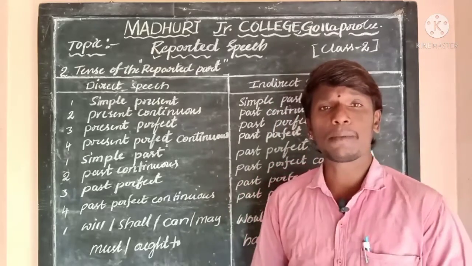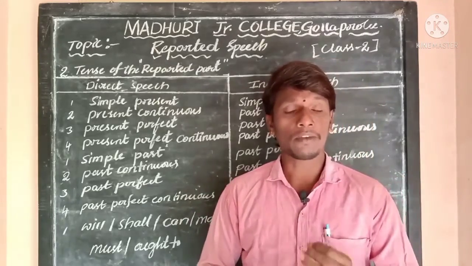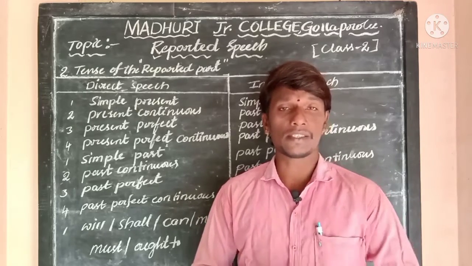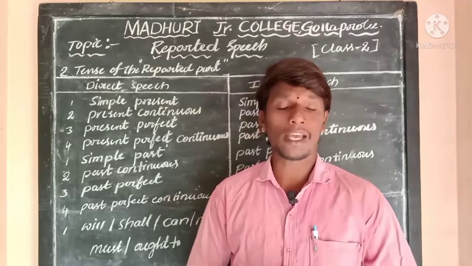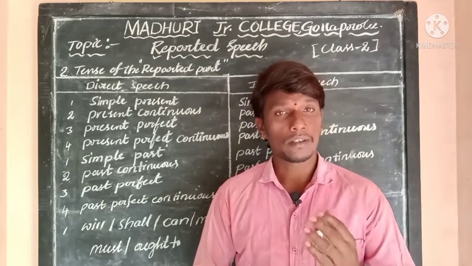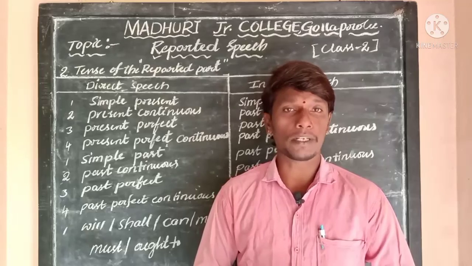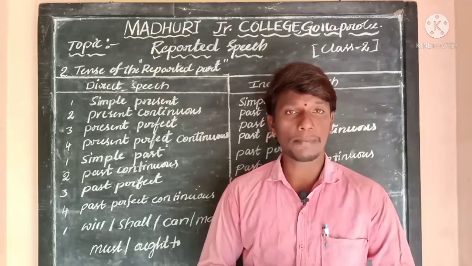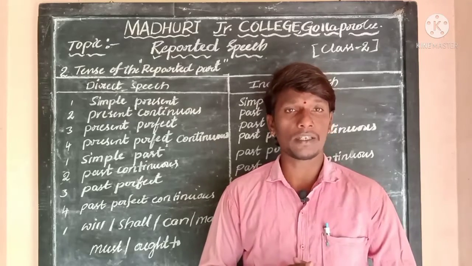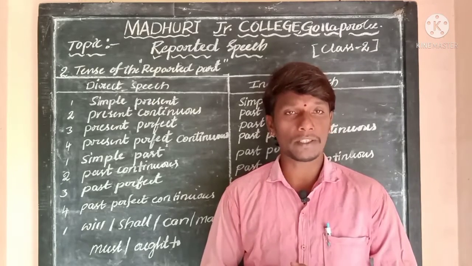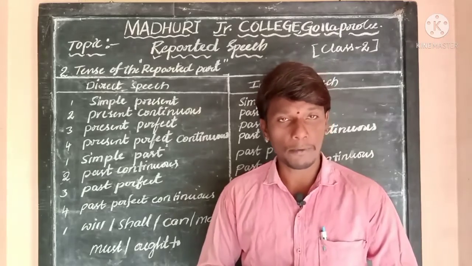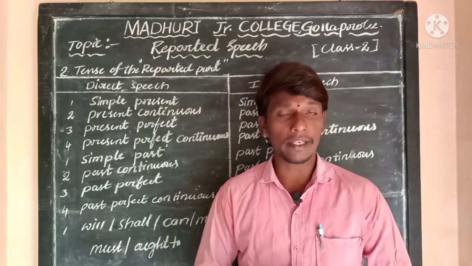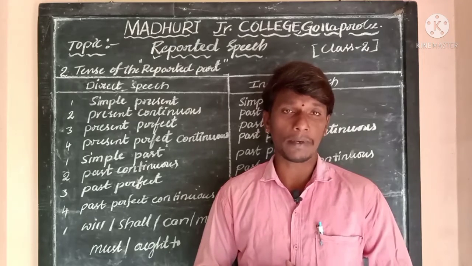Now let us recapitulate yesterday's class. What did we discuss in the previous class? We discussed that direct speech has three parts: reporting part, reporting verb, and reported part. There are majorly three parts. The first part of the direct speech is the reporting part, the second part is the reporting verb, and the third part is the reported part.